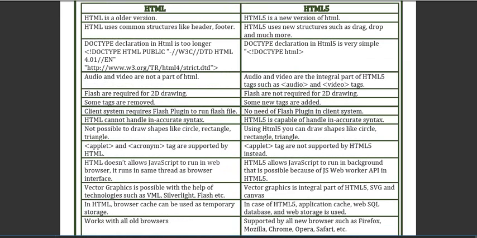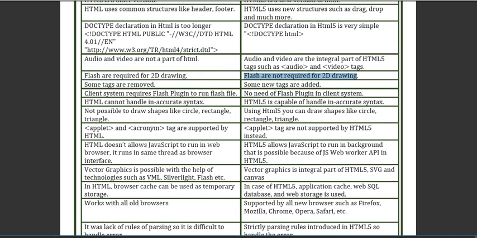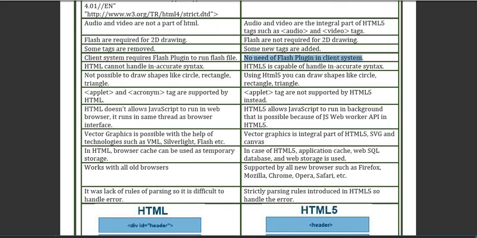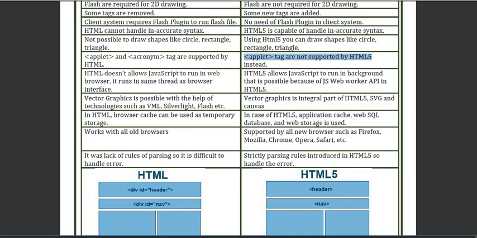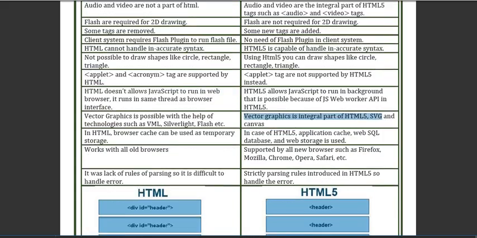The difference between HTML and HTML5 is majorly that HTML is the older version and HTML5 is the newer version. Here, the doctype is much longer than in HTML5. HTML5 is fast and convenient, and HTML5 does not need Flash support. Some new tags are added to HTML5. There is no need for a Flash player for those plugins. In this section, applet tags are not supported by HTML5. Vector graphics are integrated with HTML5, but vector graphics are not possible in HTML.